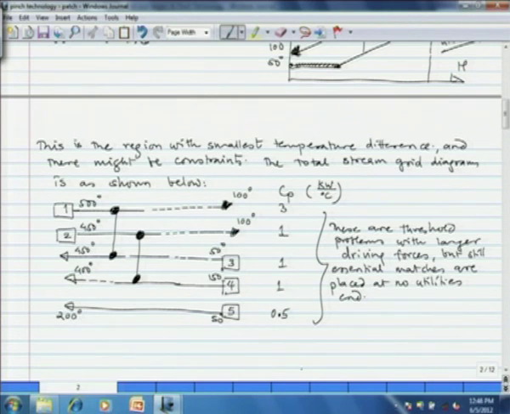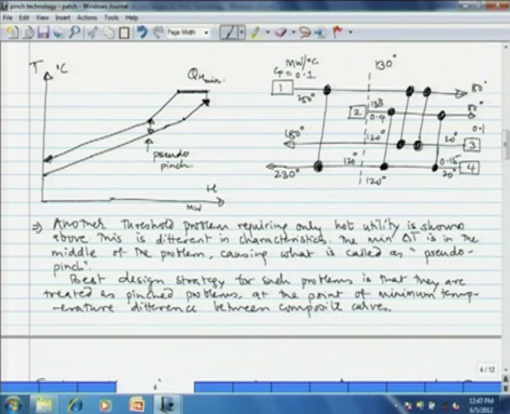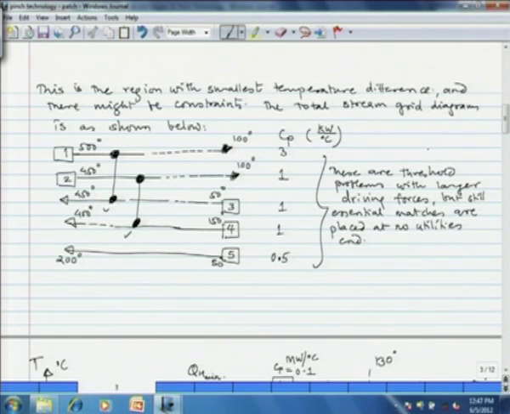The temperatures are also shown, and then finally we see that there is no hot utility requirement as such. These are threshold problems with larger driving forces, but still essential matches are placed at the no utilities end. So, we place 2 matches at the no utilities end. That was a problem with no hot utility.